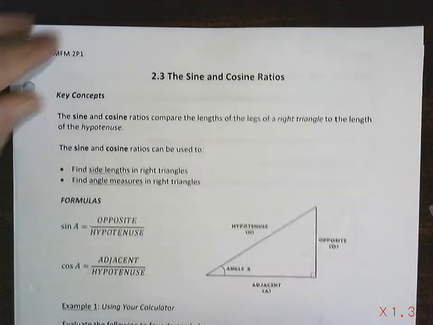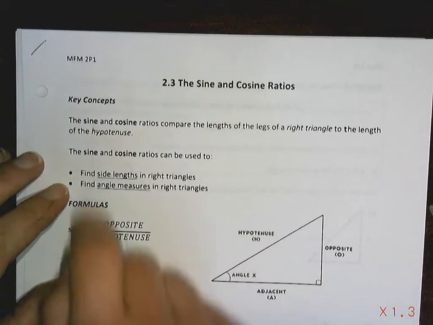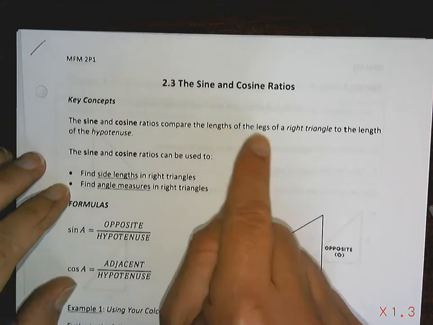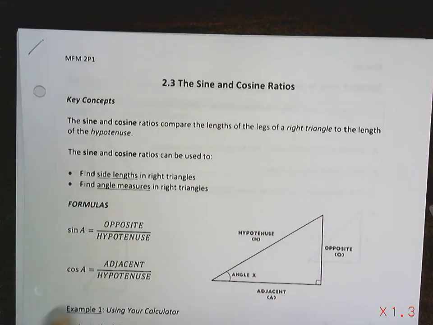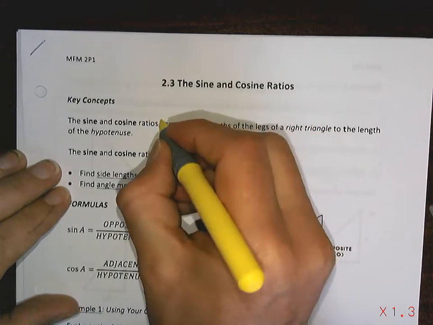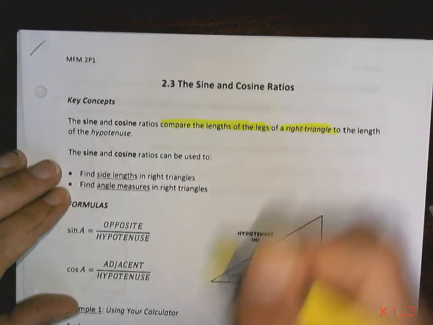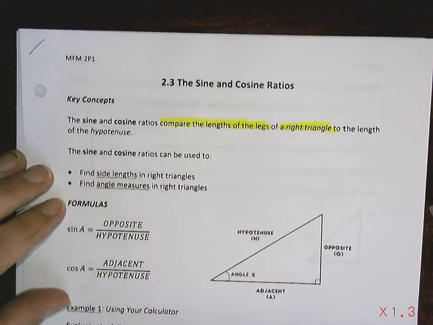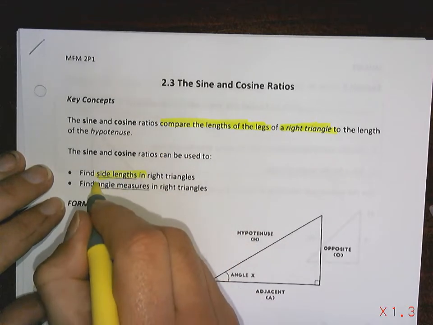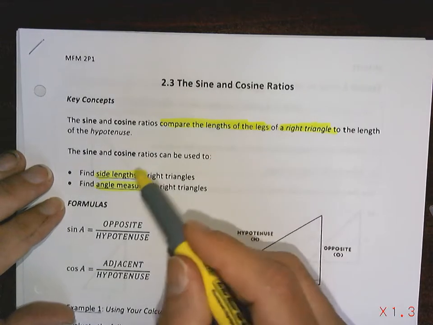Okay, welcome back. So we're looking at the sine and cosine ratios, and we're looking at key concepts. The sine and cosine ratios compare the lengths of the legs of right triangles to the length of a hypotenuse. So we're going to be comparing the lengths of the legs of a right triangle to its hypotenuse. The sine and cosine ratios can be used to find side lengths and to find angle measures. And we're going to do both in turn. So this lesson is going to have us doing both.